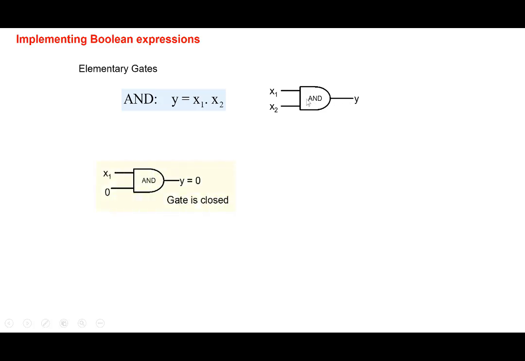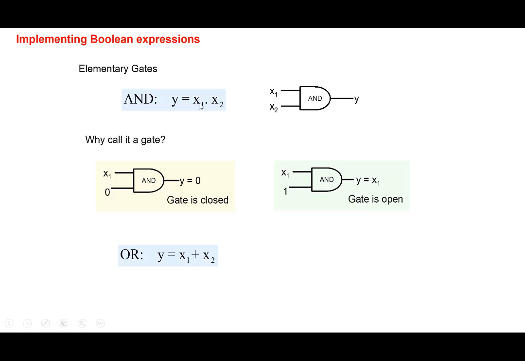The reason why we call it a gate is, let's say this is an AND gate, if I make one input 0, then y will be 0. So the gate is closed. y is independent of x1. On the other hand, if I make x2, the other input, equal to 1, then x1 passes through this AND gate and y equals x1. So the gate is open: a value of x2 equal to 0 closes the gate, and a value of x2 equal to 1 opens the gate and allows y to depend on the value of x1. So this is an AND gate, which performs an AND operation.